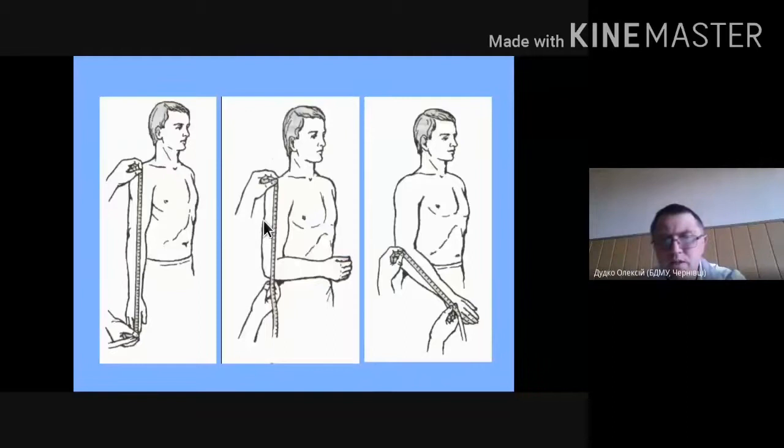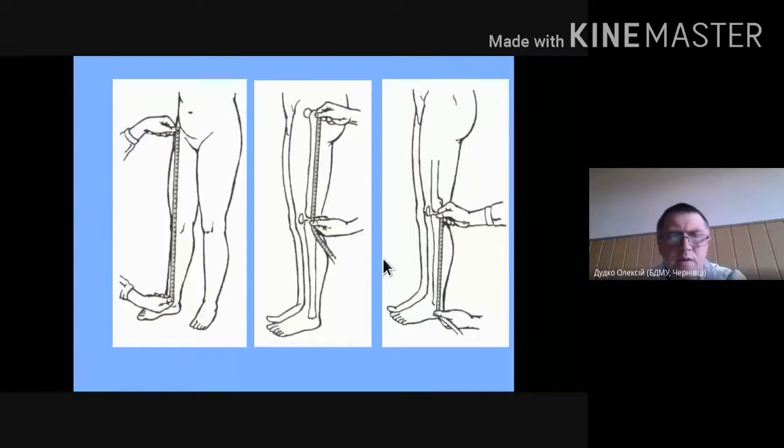To measure the forearm, we should do it from the lateral epicondyle of the humerus, or we may use another point, the olecranon, to the styloid process of the ulna. If we want to measure the length of the lower extremity, we should start from the spina iliaca anterior superior to the tip of the medial malleolus. And we should compare both sides, right and left.